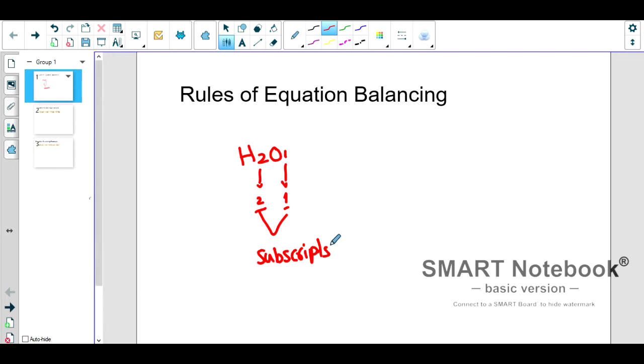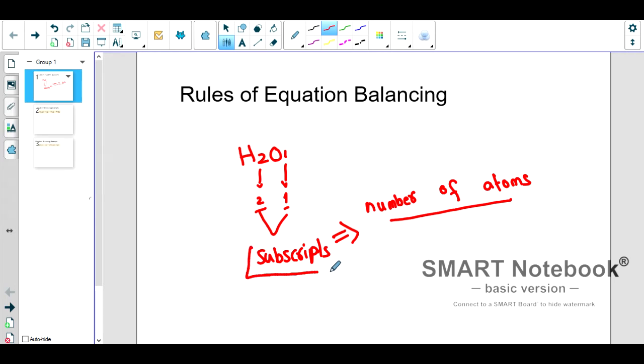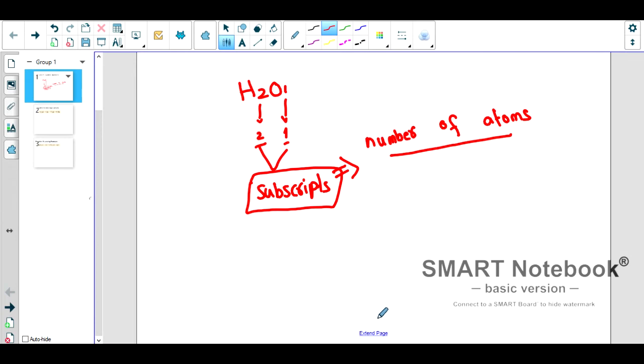And what information do these subscripts give us? They show you the number of atoms in this particular molecule. Like this is telling you that in this water molecule, 2 atoms of hydrogen are present and 1 atom of oxygen is present. We call them subscripts.